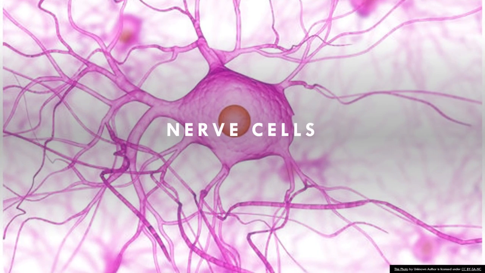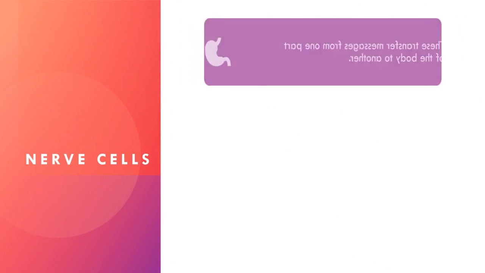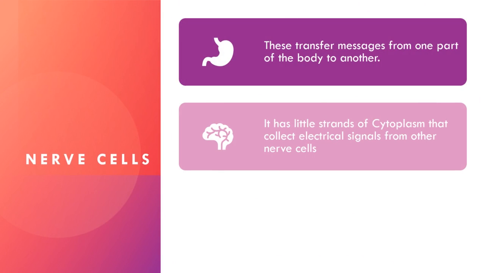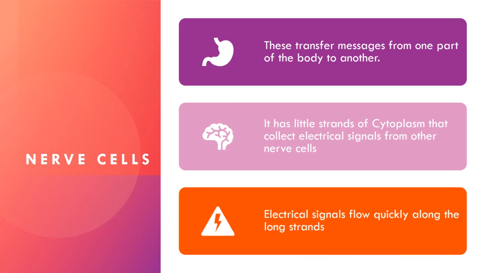Now let's talk about nerve cells. What are nerve cells? These transfer messages from one part of the body to another. They have little strands of cytoplasm that collect electrical signals from other nerve cells. Electrical signals flow quickly along the long strands.